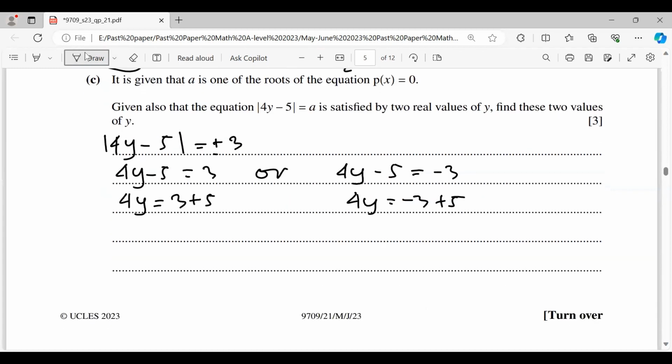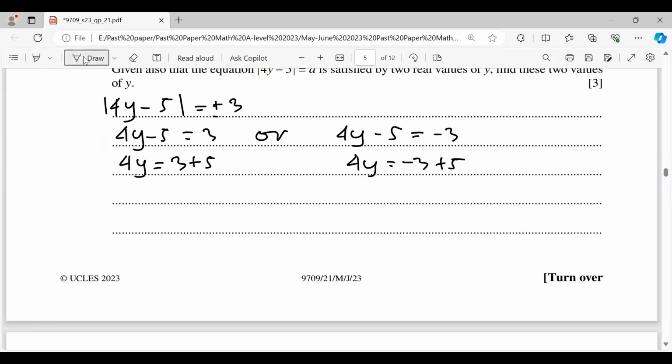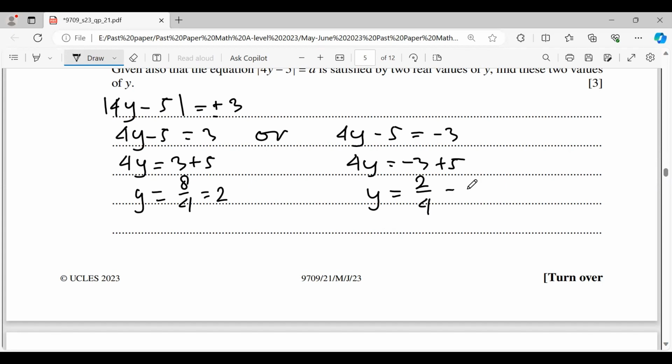I'm going to scroll down first. Okay. And it becomes y equals 8 over 4, 2, and this is y equals 2 over 4 plus half. Okay.